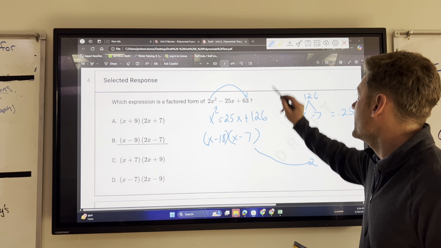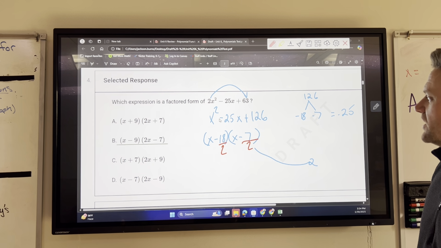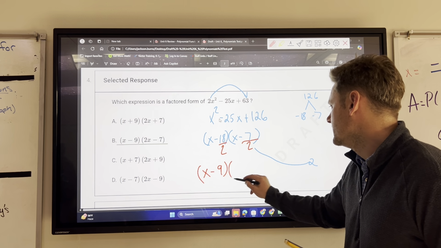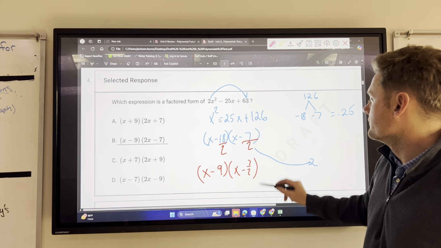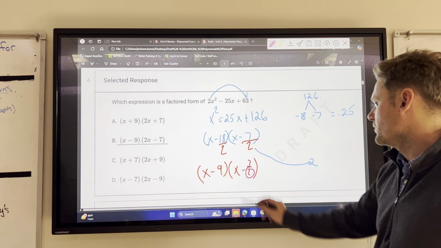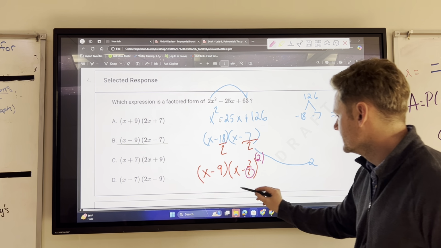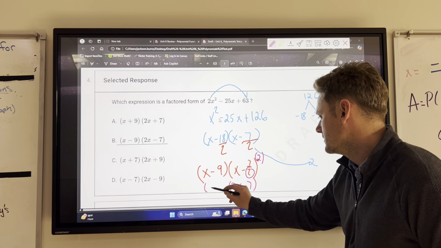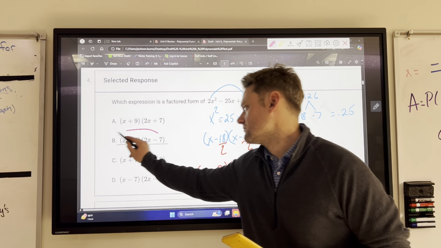Then I bring back my baby. All right, bring back your baby. This turns into x minus 9 times x minus 7 halves. Now, how do I get rid of this little denominator? I can multiply this whole parentheses by 2, so that becomes 2x minus 7. So I have x minus 9 times 2x minus 7.